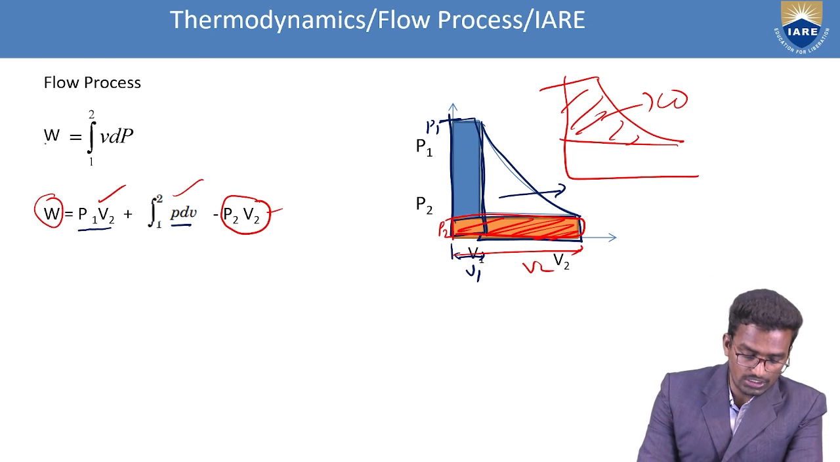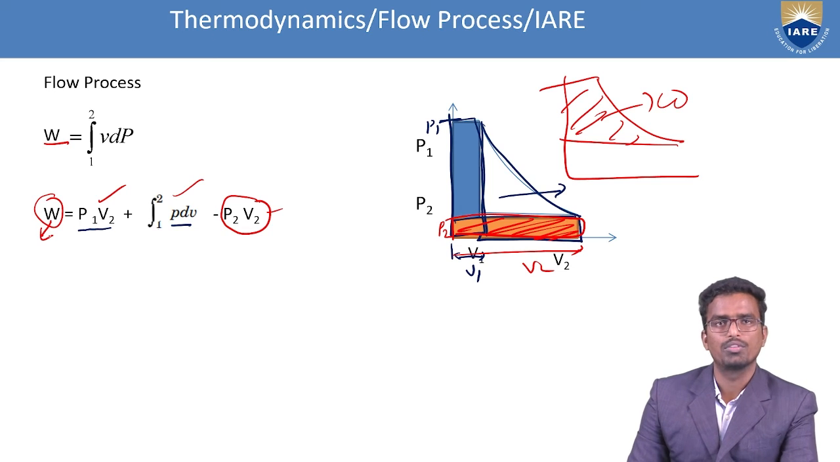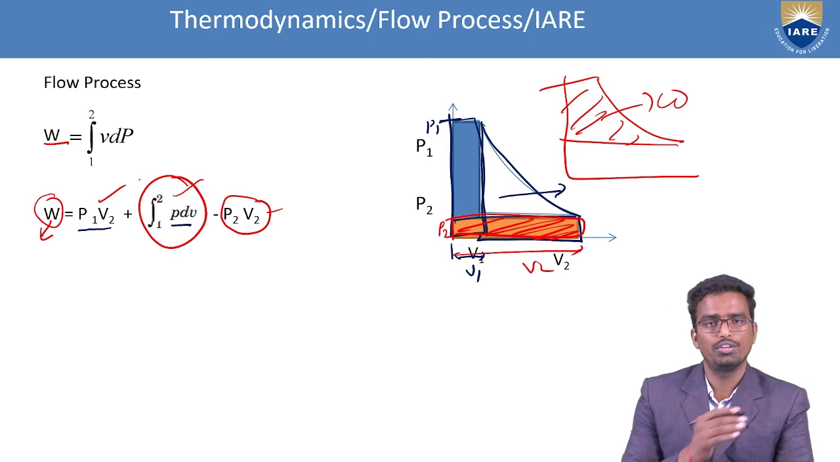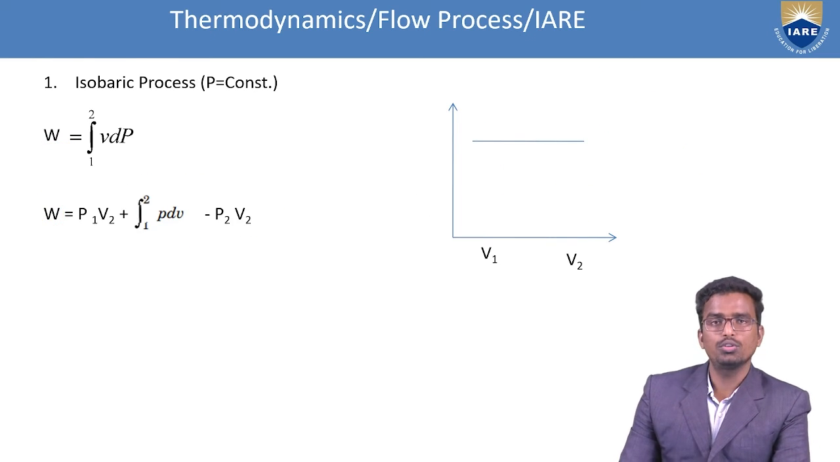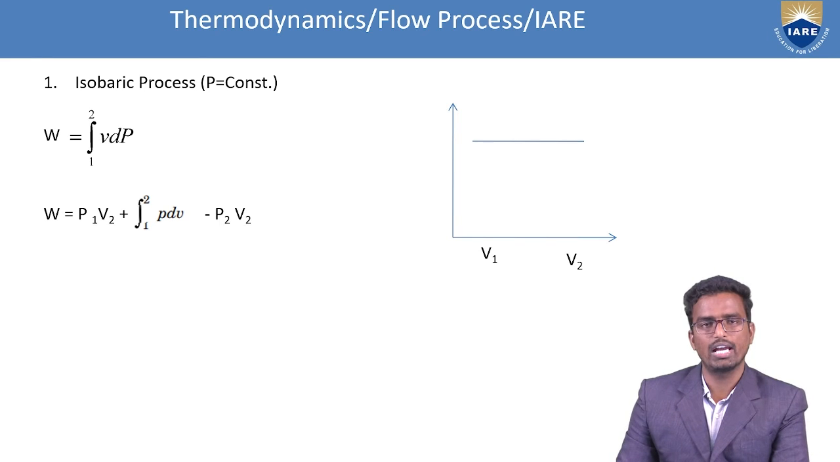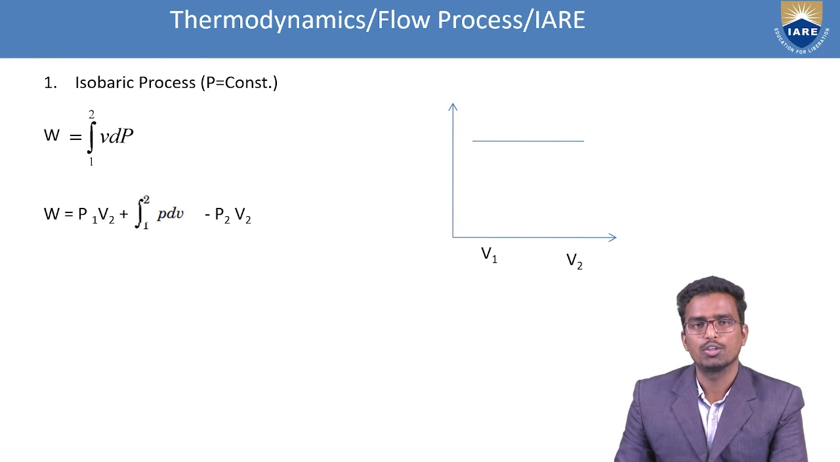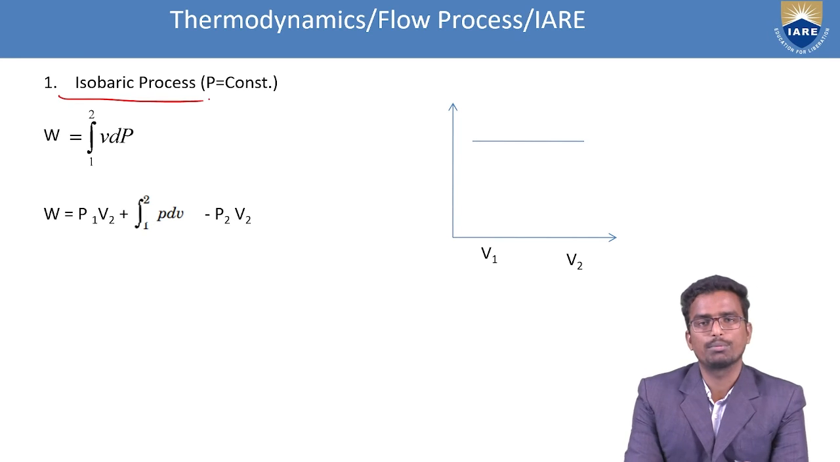Now we simplify this equation into this form, because we calculated these equations just before. So we use the previous advantage and do the next one. Here also, in a flow process, we have five different processes again: isobaric, isochoric, isothermal, adiabatic, and polytropic. First we do the isobaric process.